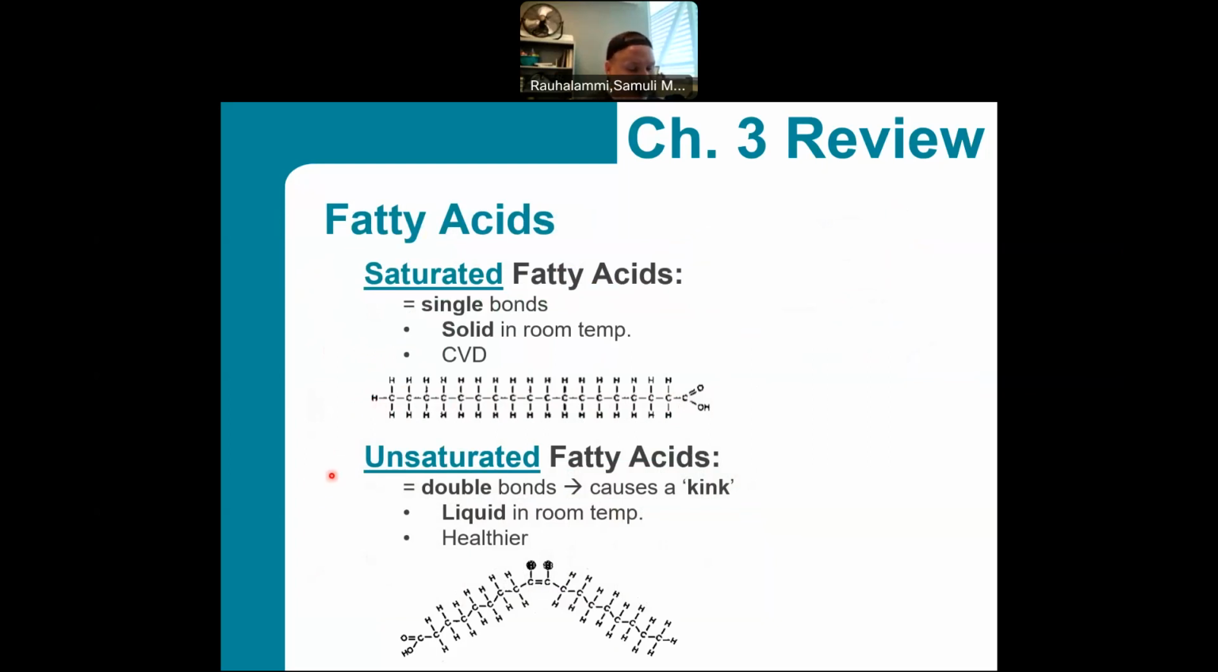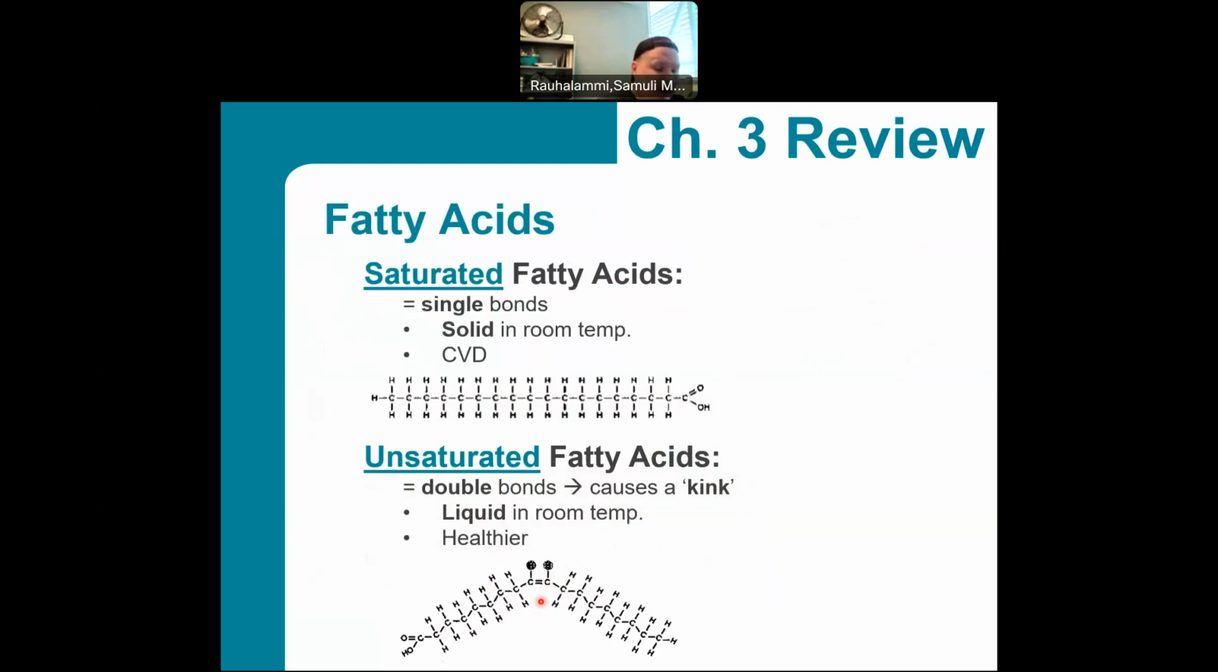Unsaturated fatty acids instead have at least one, if not more, double bonds in their chemical structure. A double bond causes the unsaturated fatty acid to have a kind of kink in its shape, if you really look at the shape of this fatty acid molecule.